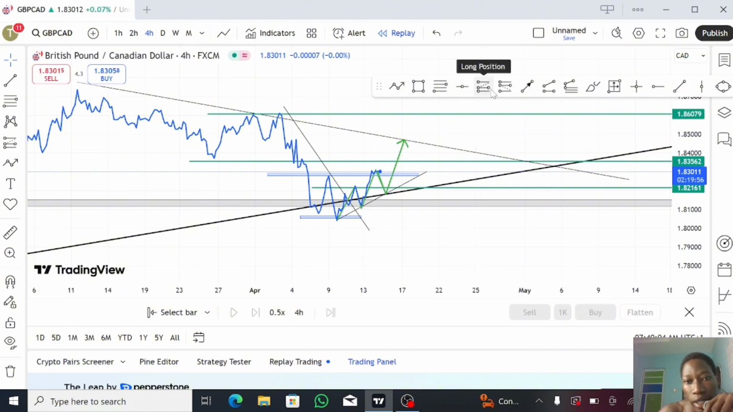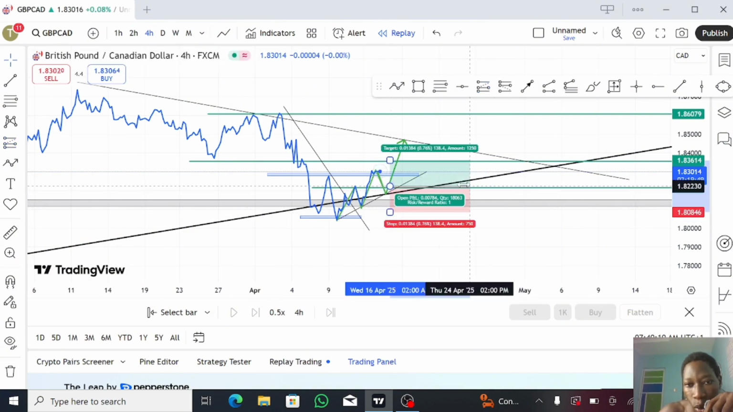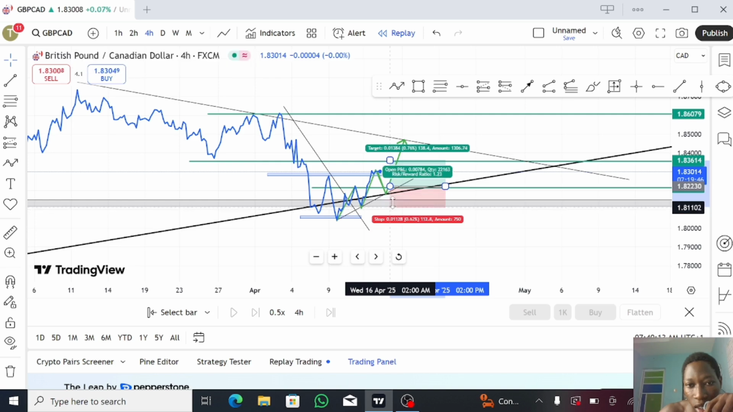Okay, so quickly, let's say I enter a long position. That's if it comes down. Enter a long position somewhere here, and then to give me a good place to put my stop loss, my stop loss will now be beneath this level instead of beneath this point here. Normally, my stop loss is supposed to be around this level here, where this low is.